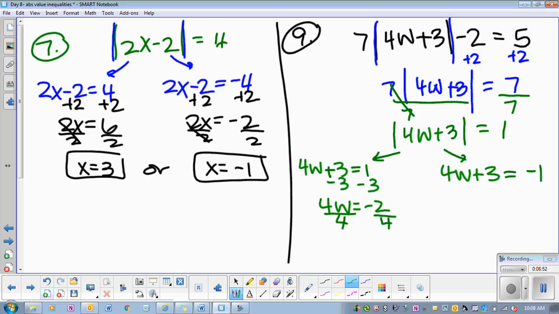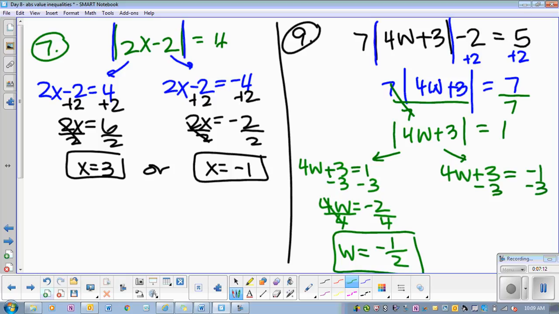Now we divide it by 4. And then we get w equals, guys, what's negative 2 over 4? Negative 1/2, right? I know it gives you a decimal, but can we leave it as a fraction? Remember in your calculators you can hit math, enter, enter.